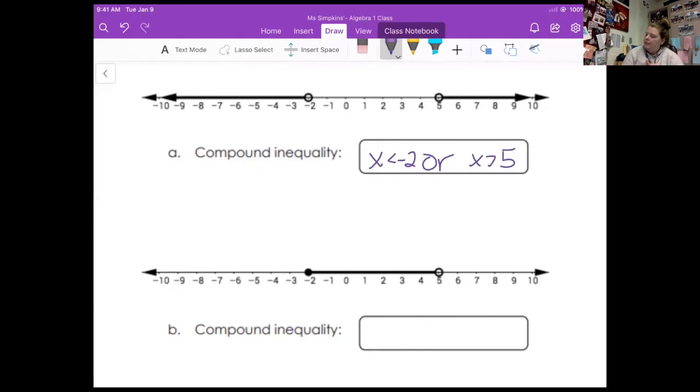What about the second one? Is that an or an and? It's an and because we're shaded between. So that means my X is going to be in the middle. My lower limit of my inequality is -2, and my upper limit is 5. Notice on the -2, there is a closed circle, so we want a less than equal to. And then for the 5, we just want a less than because it's not filled in.